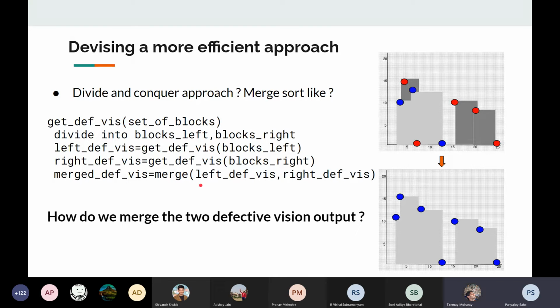The top left image is before merge. I have shown it using different colors, and after merge is this image.